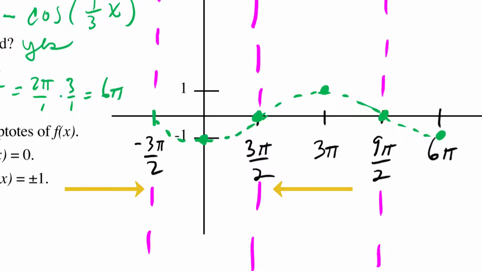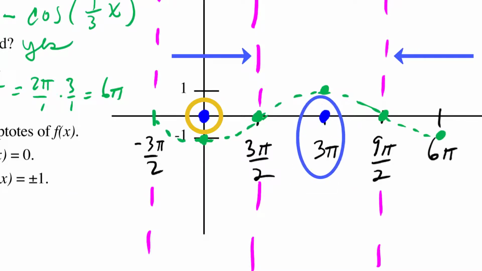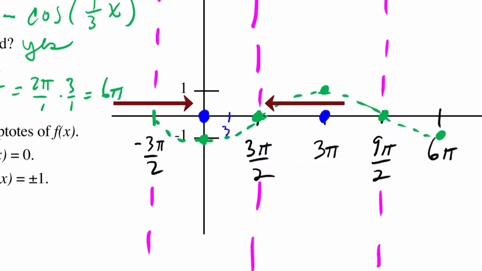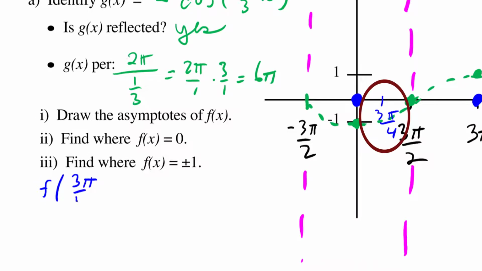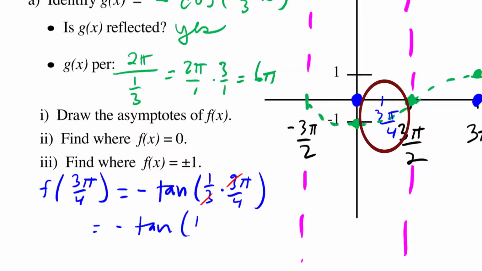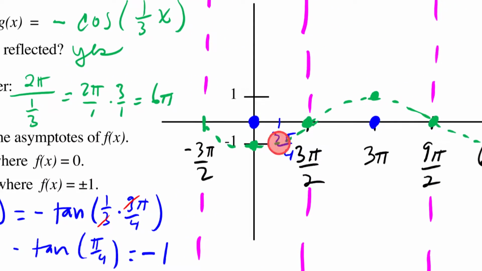Halfway between each pair of asymptotes is a 0. Between 3 pi over 2 and 9 pi over 2, halfway between that is at 3 pi, and we have a 0 there as well. Then, halfway between a 0 and an asymptote, between 0 and 3 pi over 2, is 3 pi over 4. And we will put that value into the f of x function. F of 3 pi over 4 is negative tangent of 1/3 times 3 pi over 4. The 3's divide out. That's equal to negative tangent of just pi over 4. And that is a negative 1. So at 3 pi over 4, the tangent function is negative 1. We'll put a dot right there. Which means that on the other side, between the 0 and negative 3 pi over 2 asymptote, we have a positive 1. Now we have those 3 points.